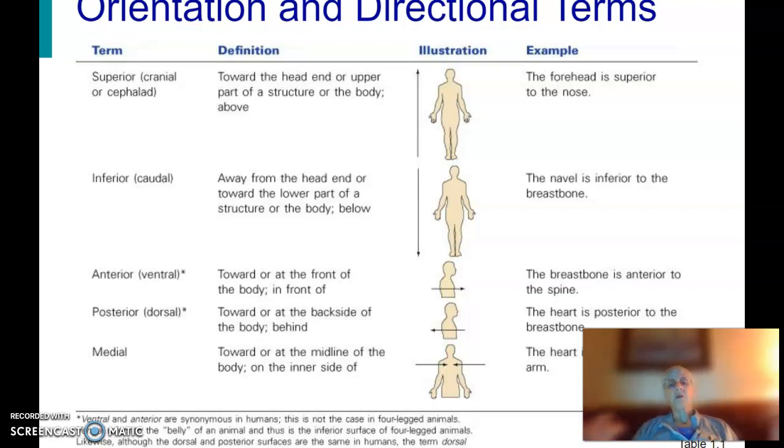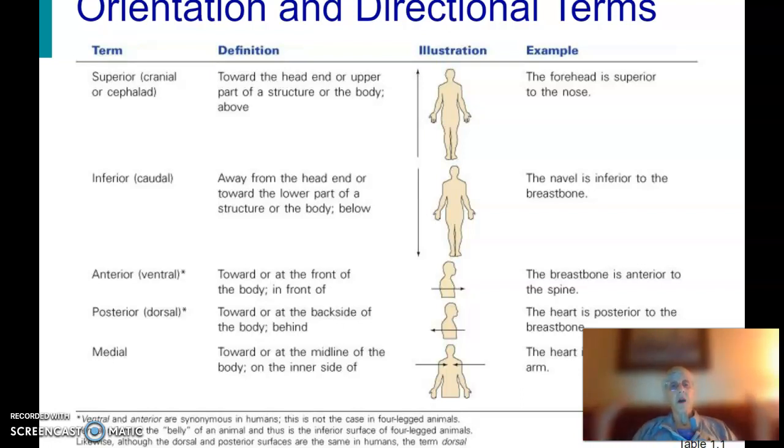As long as you learn one, if you know the opposite word, you know it has the opposite meaning. For example, superior and inferior. Superior is also called cranial, which means head, or cephalad, which also means head. If you've ever taken zoology, a cephalopod is a head foot. It's an octopus. Inferior is also caudal, the tail, which is the one that is below the body.